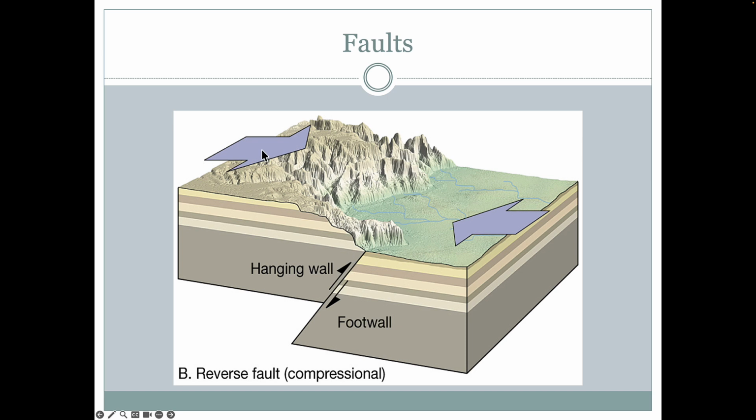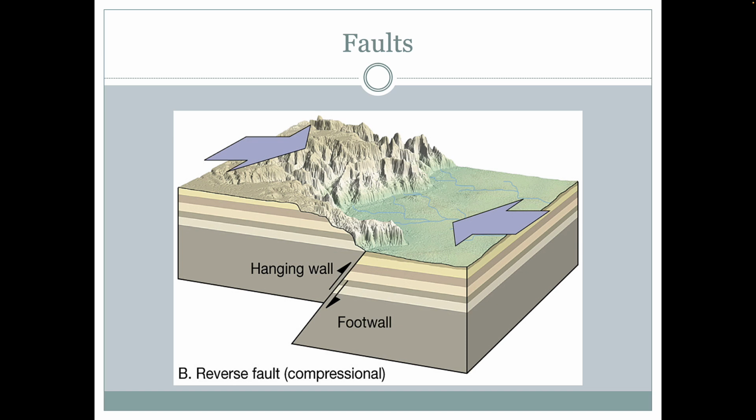This requires strong compressional forces. So you can imagine, unlike the normal fault where things are kind of sliding down a ramp, here we're pushing rocks up a ramp. So we need extremely strong compressional forces like we would find with continent collision or something like that, where the tectonic forces are pushing two things together. In those types of cases, that's where we would expect to find these reverse faults.